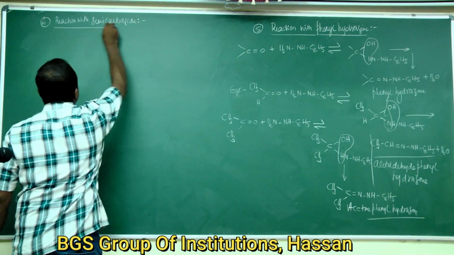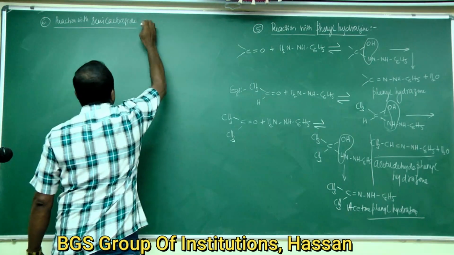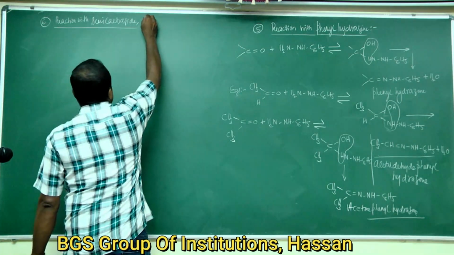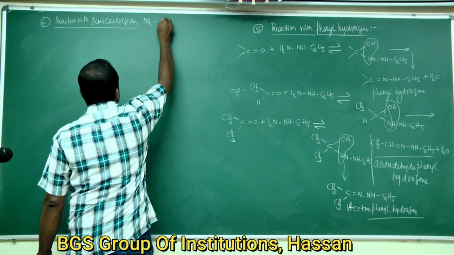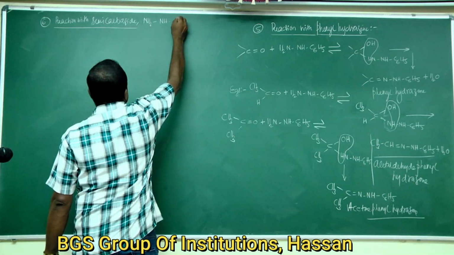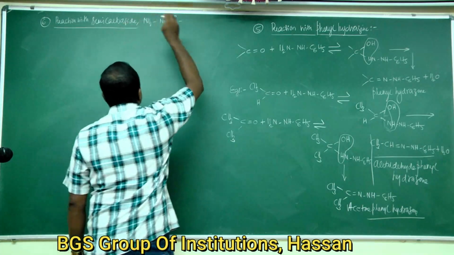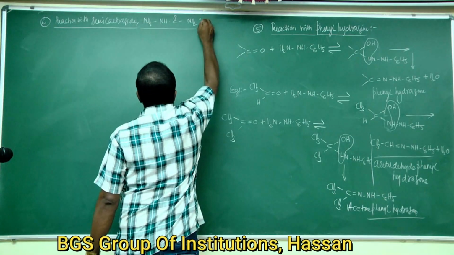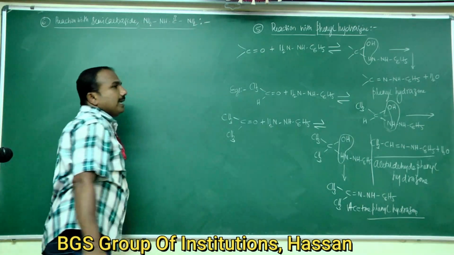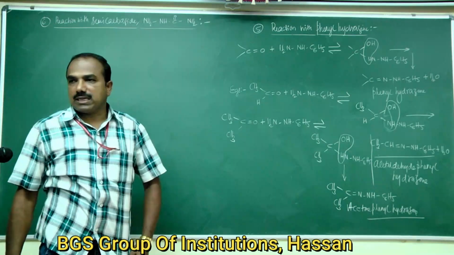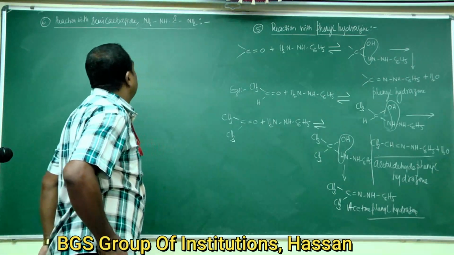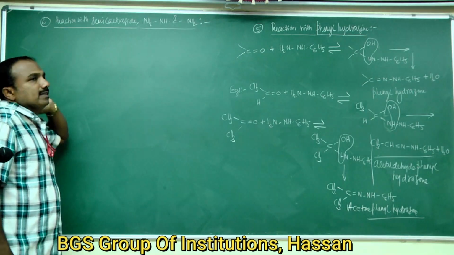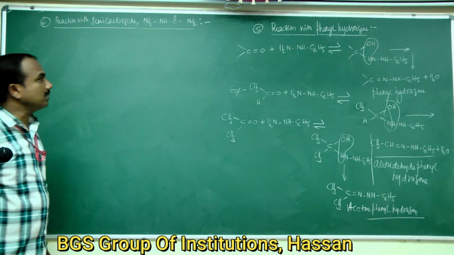Next, sixth reaction: reaction with semicarbazide. The formula of carbazide is NH2-NH-C=O connected to NH2, so NH connected to CO connected to NH2. This is carbazide. This is semicarbazide.